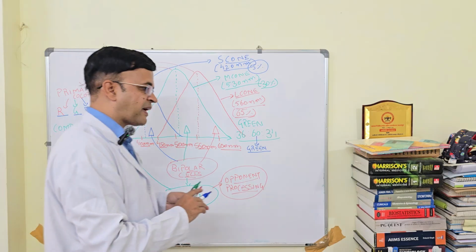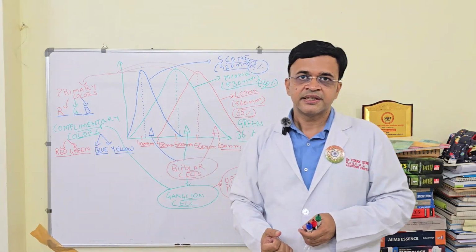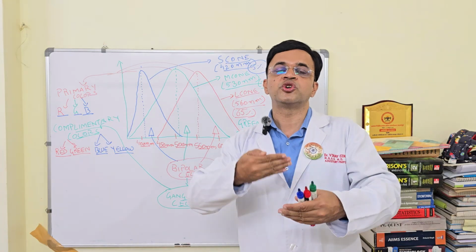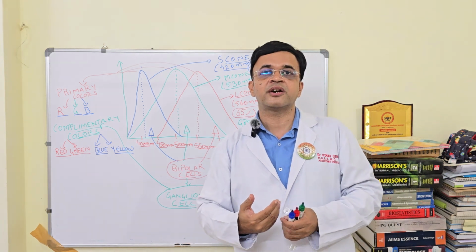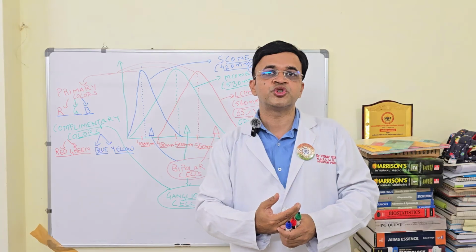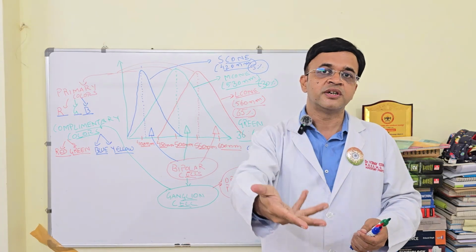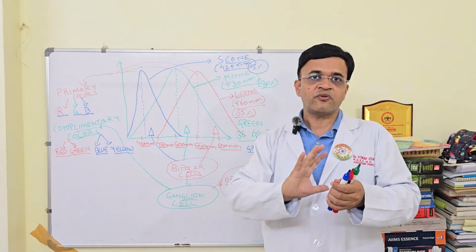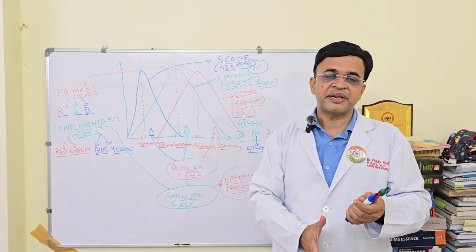There is a lot of practical significance of these complementary colors. Suppose you want to highlight something. The background should be of the complementary color. Suppose letters are red, the background should be green. Suppose letters are blue, the background should be yellow. Suppose the letters are yellow, the background should be blue. So when you want to highlight something, the background should be of complementary color.